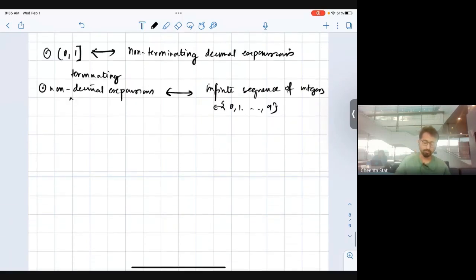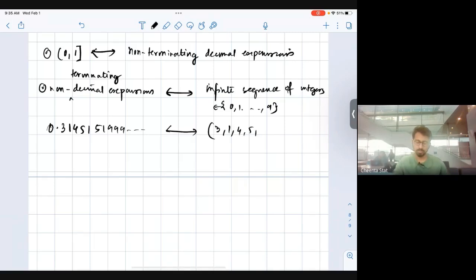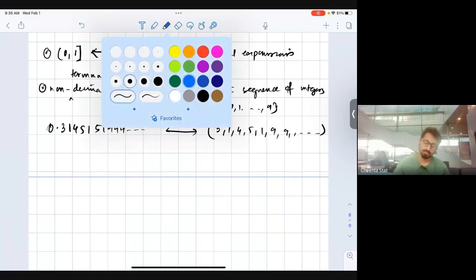For example, you can see that 3145151999999 has a connection with 3, 1, 4, 5, 1, 5, 1, 9, 9, 9. This continues. The infinite sequence of integers between 0 and 9. This is very important. It's a bijection.